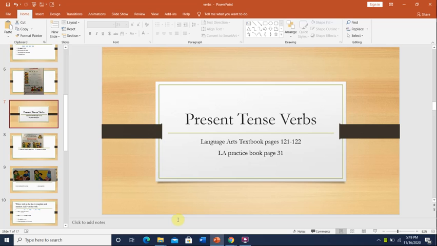All right, grade 1. So today's grammar lesson is also about verbs. Yesterday we said that a verb is an action word, right? So today we will learn about the verbs in the present tense. So what does present mean? Present means something that's happening now.